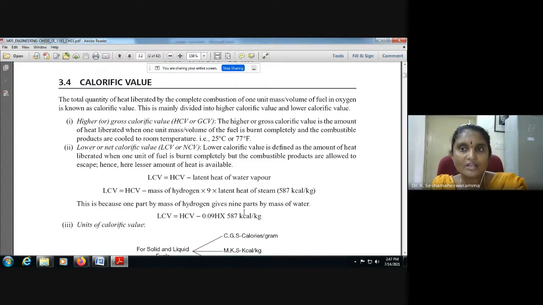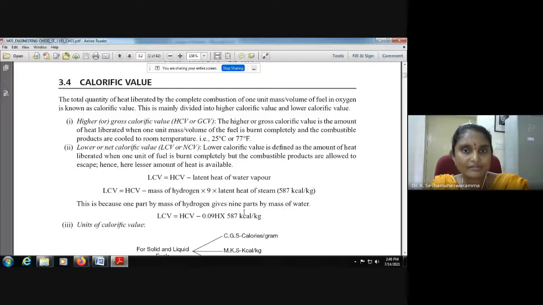Higher calorific value is the amount of heat liberated when 1 unit mass or volume of the fuel is burnt completely and the combustion products are cooled to room temperature. Room temperature means 25 degrees centigrade or 77 Fahrenheit. That is higher calorific value.